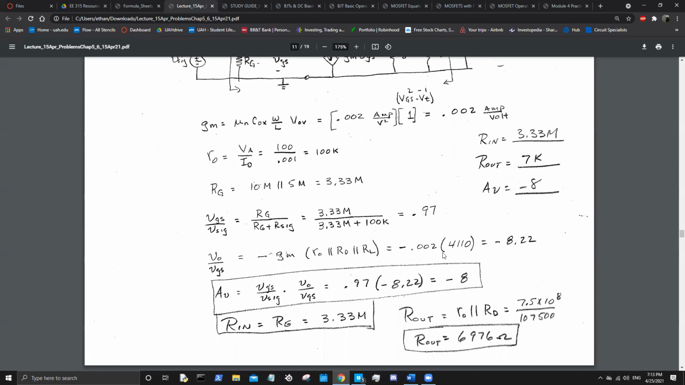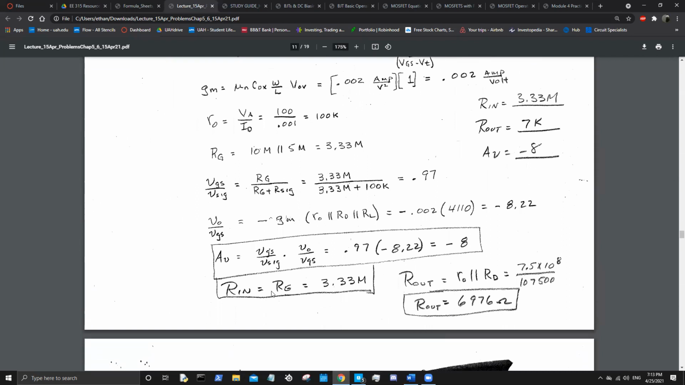Yeah, so looking at this, then where did RL come from? Wait, RN's just RG. Hold on. Oh, RN is RG. I was talking about R out, it's over here. Yeah, there it is. It's just RO and RD.